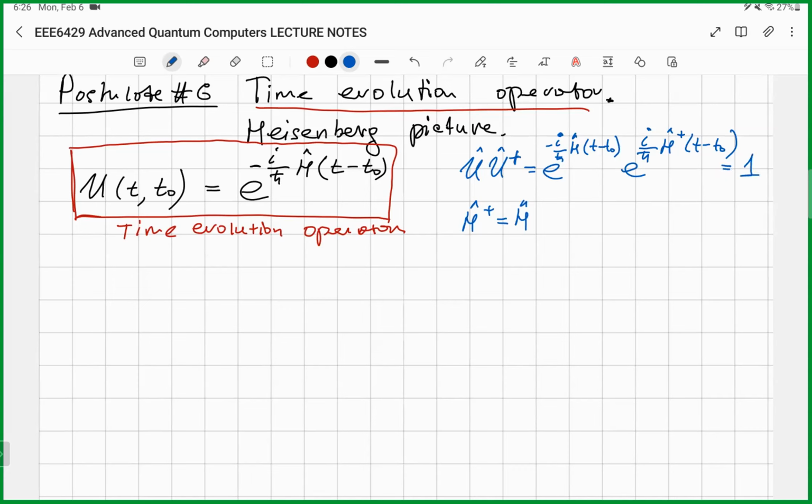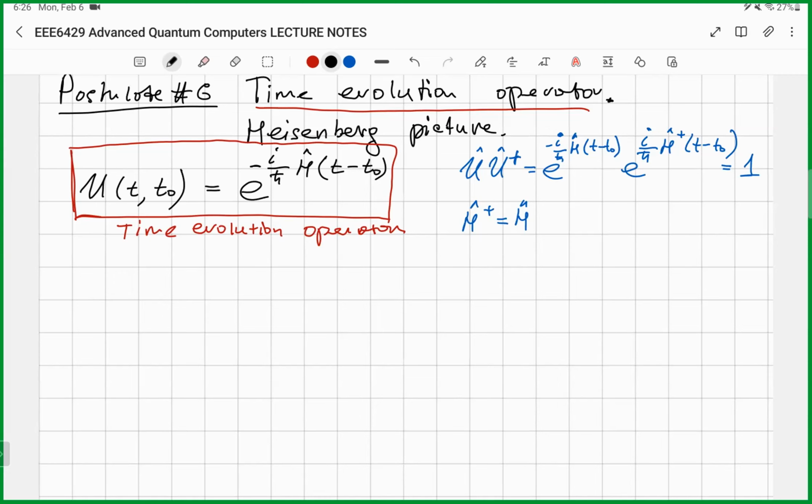And in fact, there is a theorem that says that I can represent any unitary operator as an exponential function of some Hermitian operator A, something like that. If you take this operator and its Hermitian conjugated operator, you will get 1.